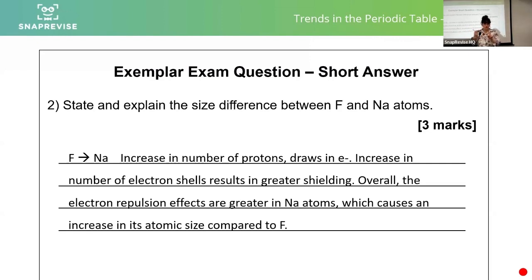The increase in the number of protons draws them in tighter, or would make it smaller, but then you've got an increased shielding, which allows it to be bigger. And the second mark, for the explanation, comes from the fact that we've said the electron repulsion effects, or the shielding effect, so you could have said shielding there, are greater. If they have more of an impact on the size, then that's what causes the difference in size. So we've had to say both sides of the argument, but we've explained which is the dominant factor. Okay, let's keep going.